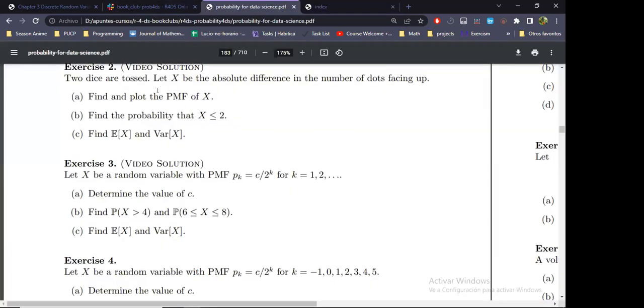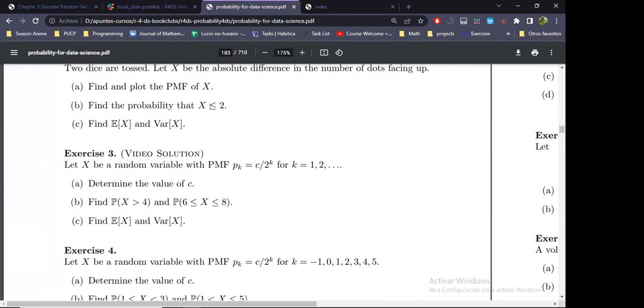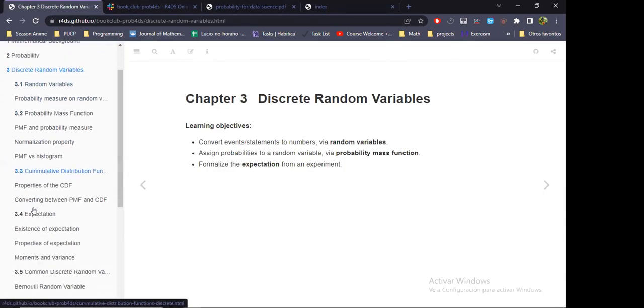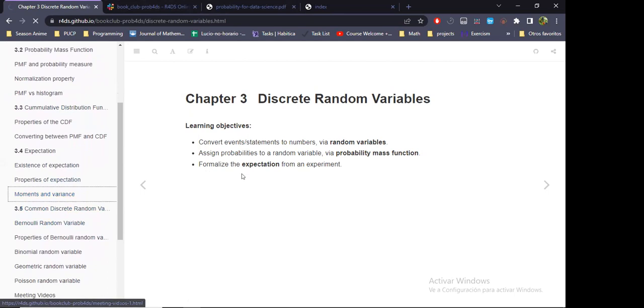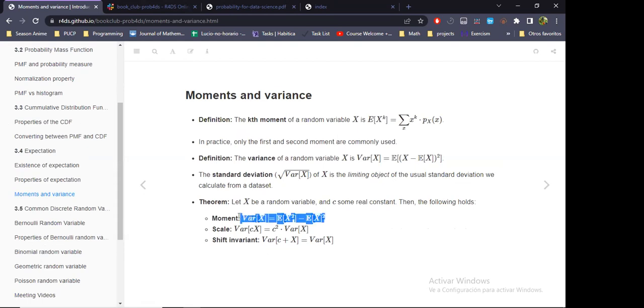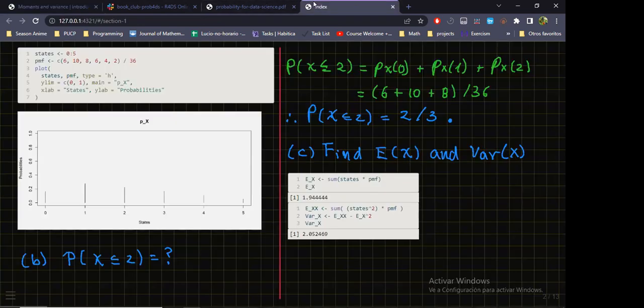And now lastly, they ask us to compute the expected value and the variance of this random variable. We can do it directly via R. We sum the state multiplied by its probability, and then we can use a formula for the variance using the expected value of the random variable and the expected value of the square of such random variable. I think it's over here. Yes, this. And these are the values that I got.